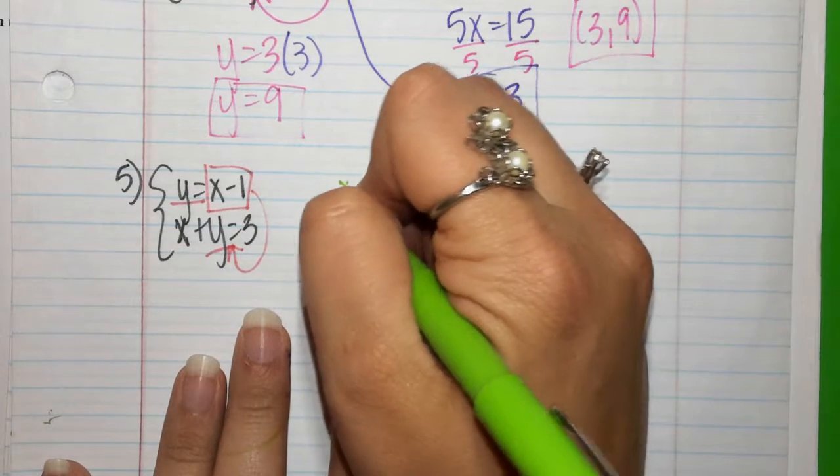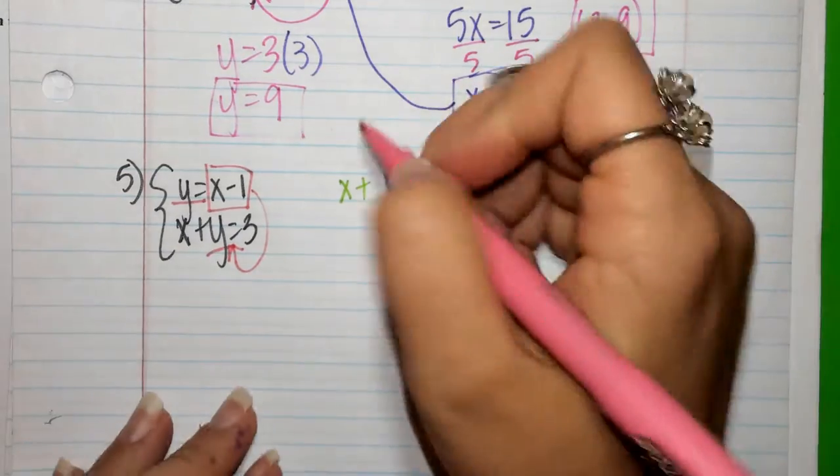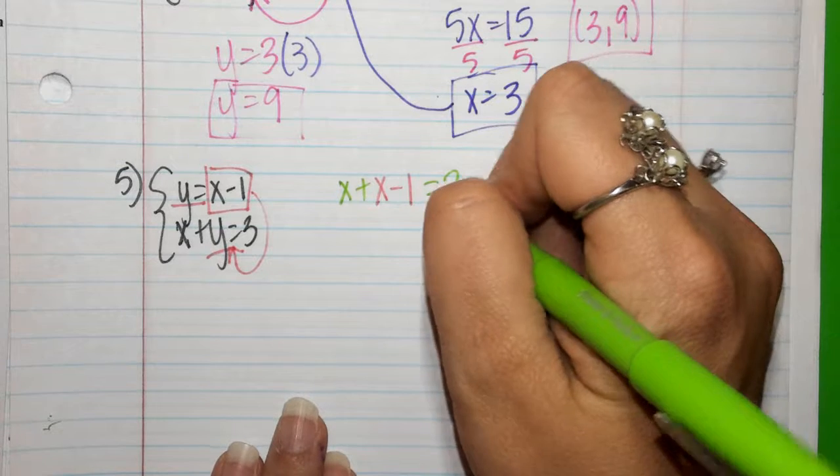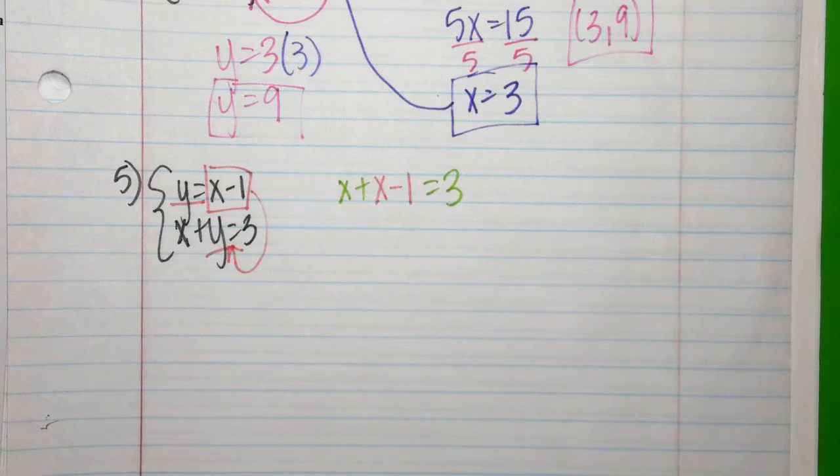Now we're going to write x plus x minus 1 equals 3. If you're cold, thicken up, eat a cheeseburger. Right now, he's so skinny.